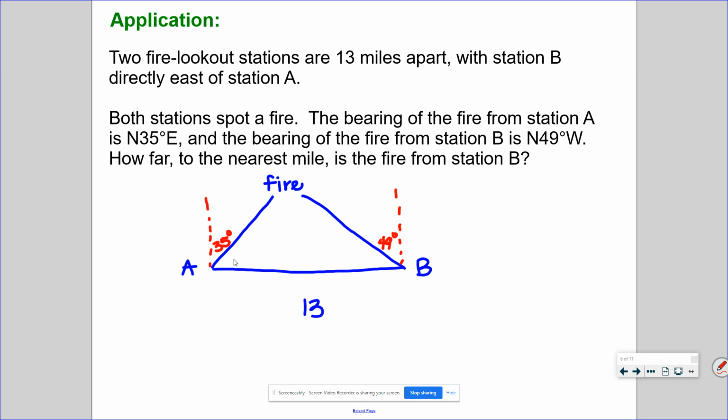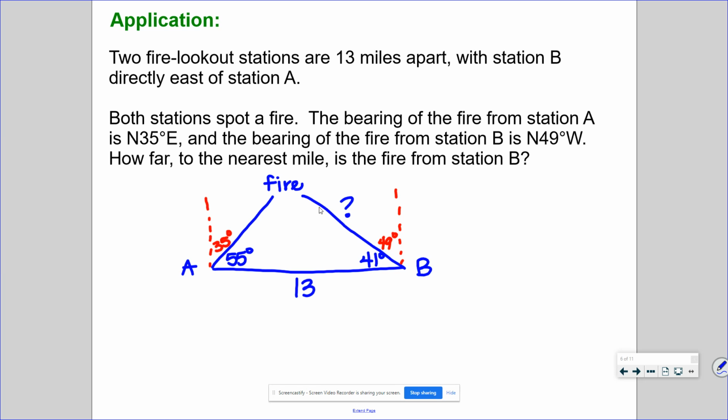Now, we don't need those. We actually need the ones inside of this triangle. So let's use them to help us find what we need. If this is 35, our triangle makes a right angle with that. So we're just going to subtract from 90 to find the missing measurement on both of these. So this would be 55 and 41. Okay. Now what we can do is we can answer the question, how far to the nearest mile is the fire from station B? So we need this value only.